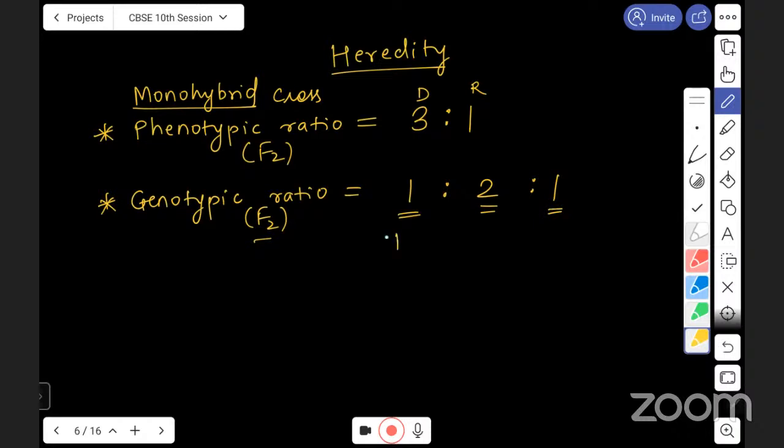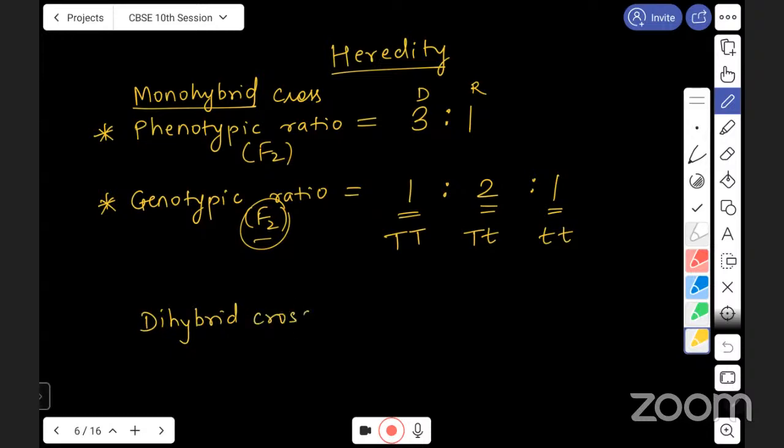Suppose we cross a pure tall plant with a pure short plant and obtain the F2 generation. Then we will get 3 genotypes in the F2 generation. One plant will be capital T capital T, 2 plants will be capital T small t, and one plant will be small t small t. Next, you have studied the dihybrid cross.